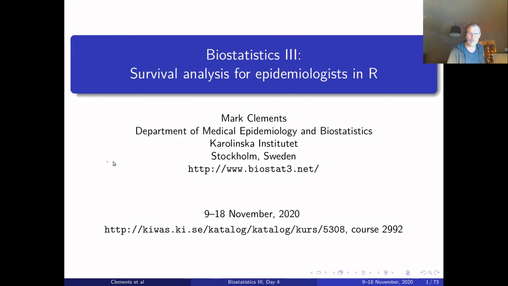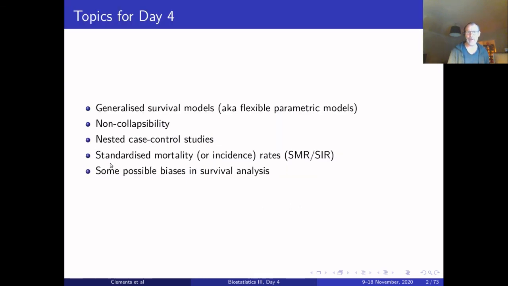And it's day 4, and we are on the home stretch. For today, we're going to talk about generalized survival models, which are also known as flexible parametric models. We're going to spend an extended time talking about non-collapsibility. We're going to do a bit of a review on nested case control studies. We'll describe standardized mortality and incidence rates, and we're going to talk about some possible biases in survival analysis when we're reporting on survival analyses.